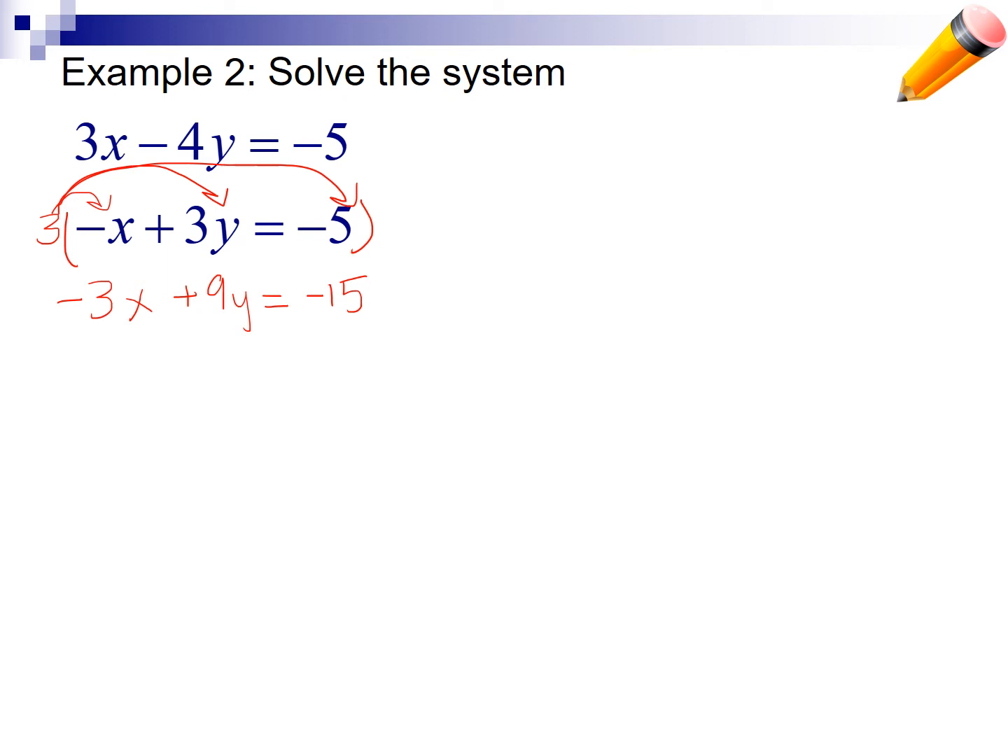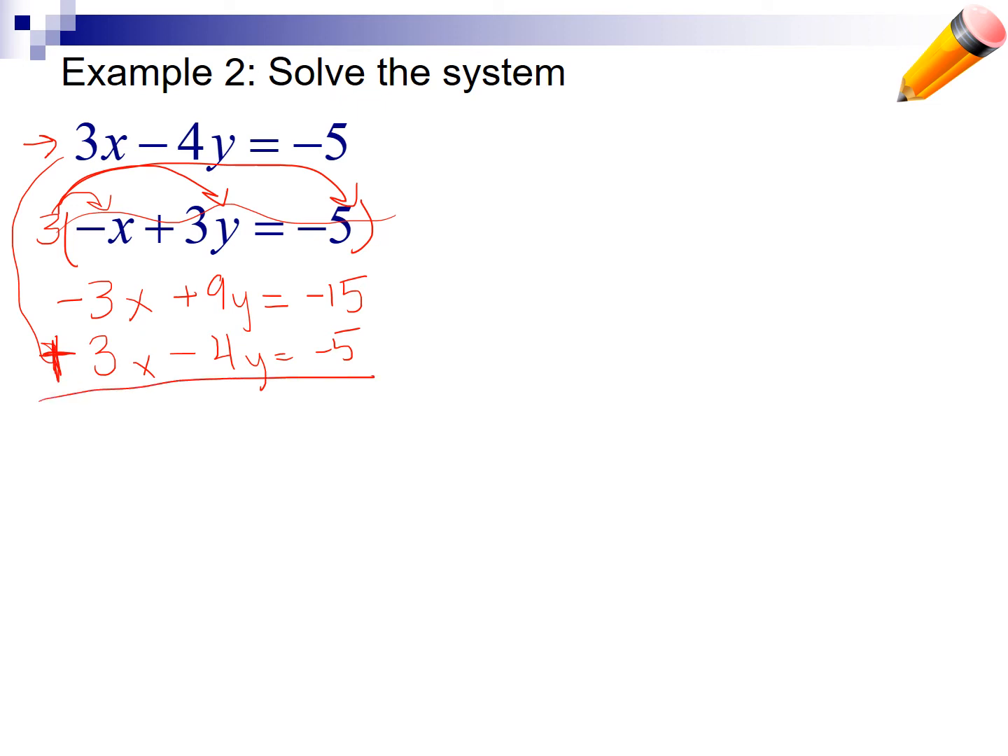So notice how I distributed that 3 to everything on both sides of my equation. That's very, very important. We need to distribute to every single term on both sides, the left side and the right side. So we just replace this second equation with negative 3x plus 9y is equal to negative 15. We want to add that to our first equation, so I'm just going to bring it down. 3x minus 4y is equal to negative 5. So I just brought it down so I can add my two equations.